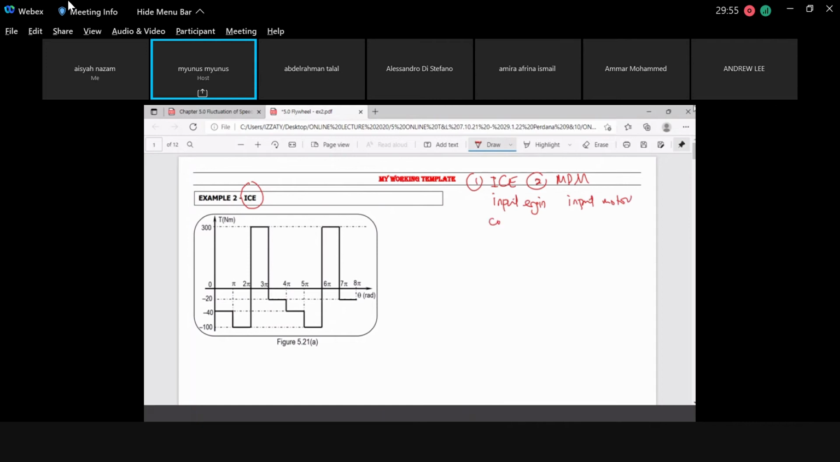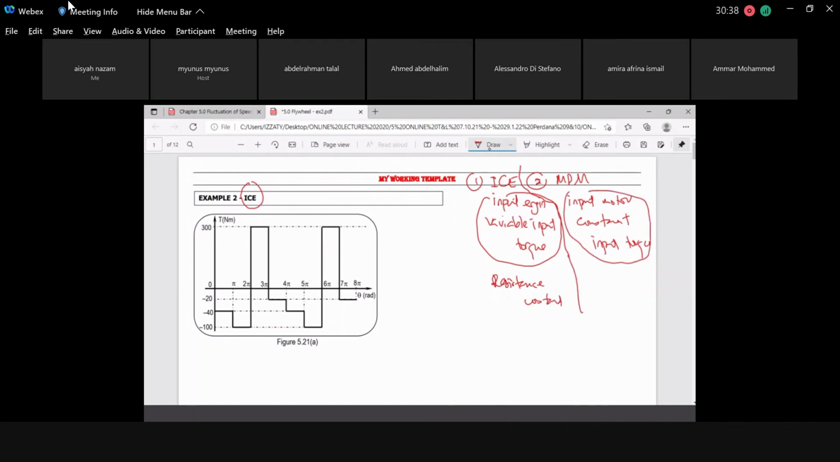For the engine, they provide you a fluctuating, variable input torque. For the motor, they provide you a constant input torque. As the input varies, of course, the resistance will be constant. And as the input is constant here, the resistance, which comes from the machine, perhaps the vehicle, varies.